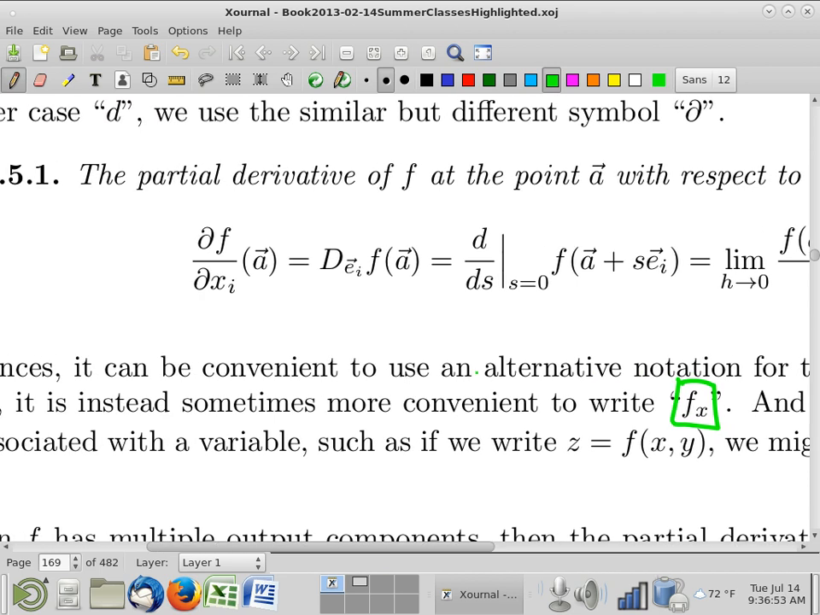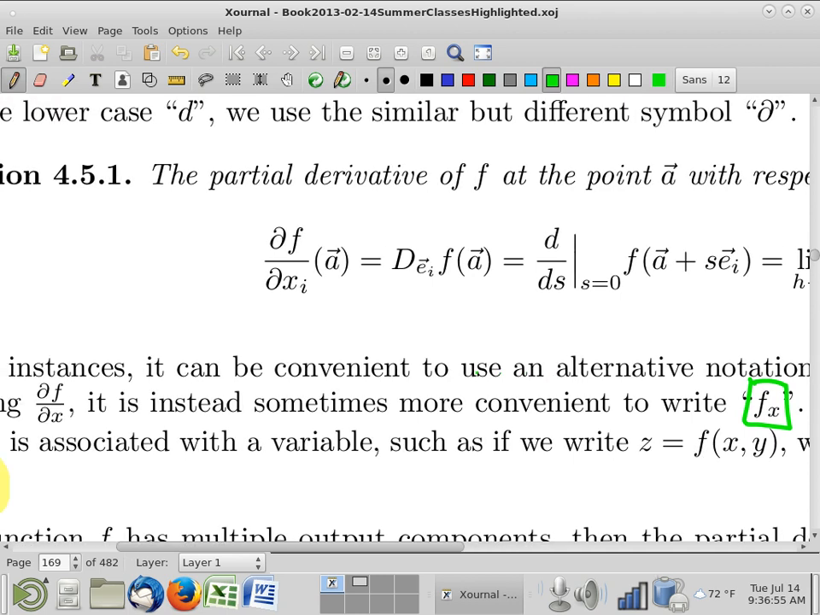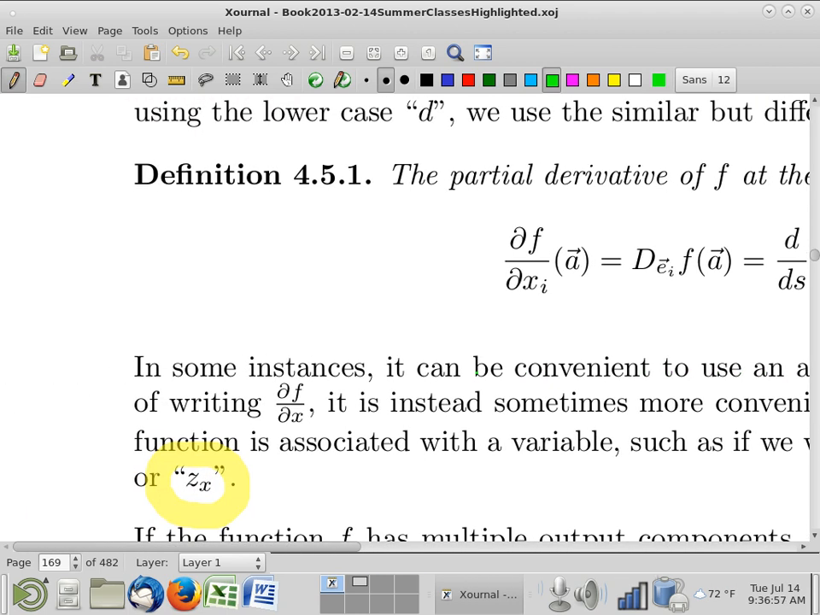Okay. Of course, related to that, if the output value of the function is a variable that has a name, then you could do the same thing with that variable.